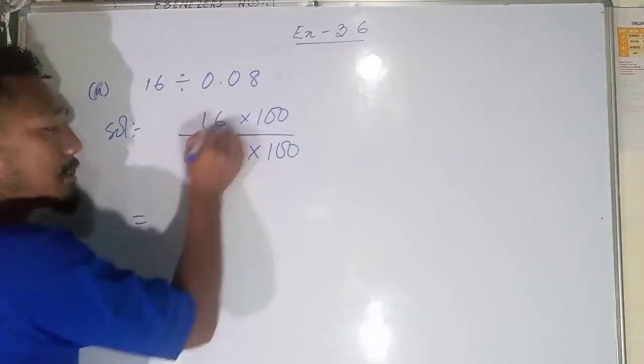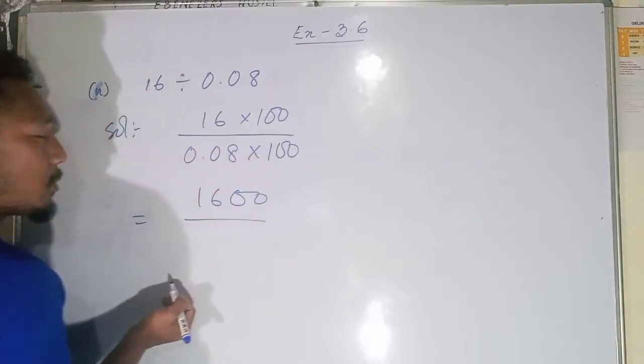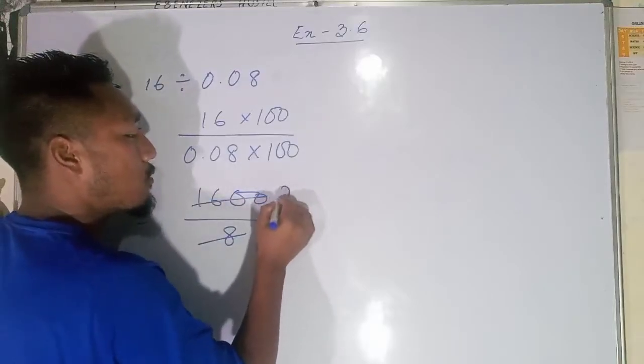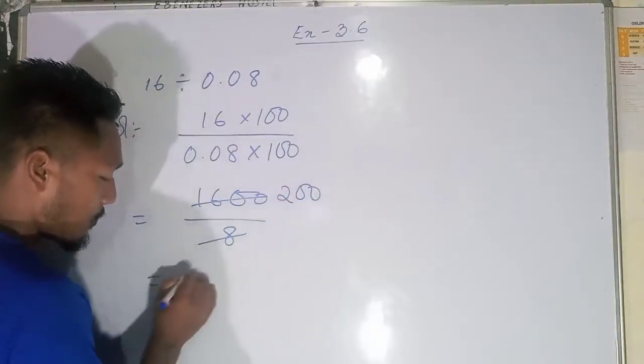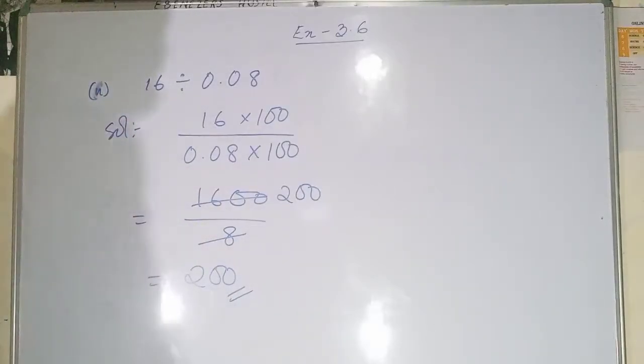If I multiply this 16 by 100, it becomes 1600, divided by 0.08 times 100, which becomes 8. So 8 into 1600, your answer will become 200. So this is your answer.